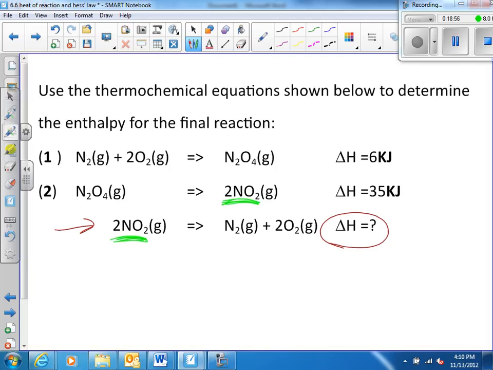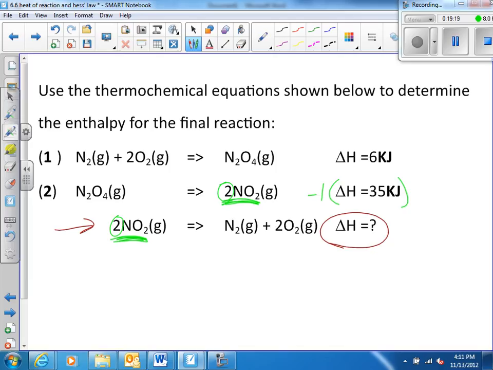And what do I have to do? By the way, you can pause this and do it on your own if you want to. Totally up to you. I need to reverse the reaction. I'm going to multiply this by -1. And notice the coefficient 2 and 2, it's the same. So I don't have to multiply that reaction by anything. I just need to reverse it.